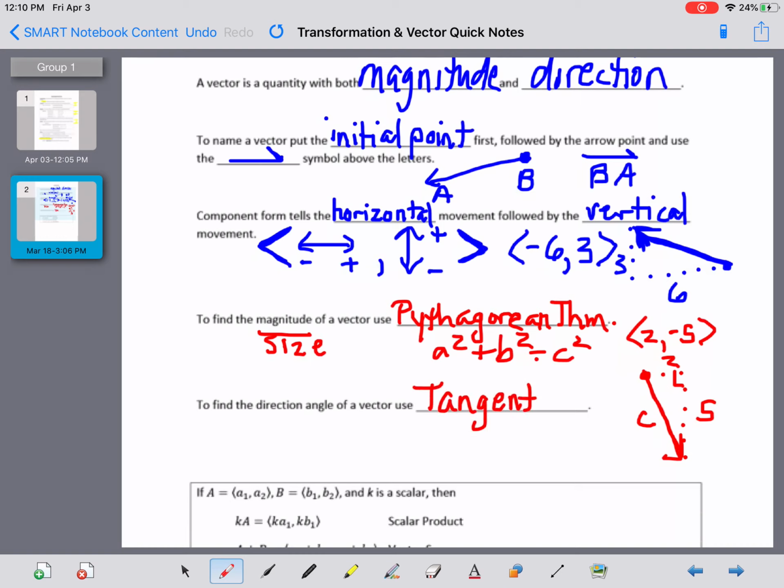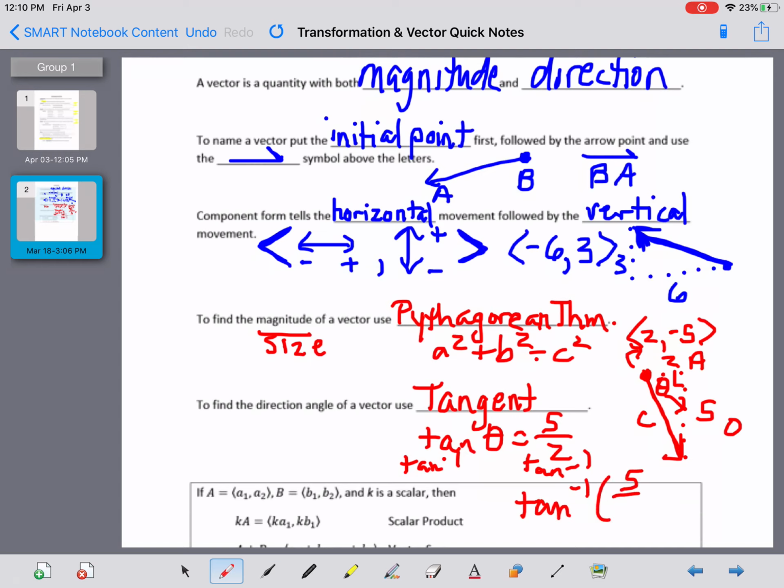And then to find the direction angle of this vector, we're going to use tangent. Remember, the angle always comes from the initial point. So up here by this initial point, here's my angle. From this angle, you'll notice this 5 is opposite and the 2 is adjacent. So that's why we're going to use TOA, or tangent. Tangent of the angle equals opposite, which is 5, over adjacent, which is 2. If we want theta all by itself, we take the inverse tangent of both sides. So we end up doing inverse tangent of 5 over 2.